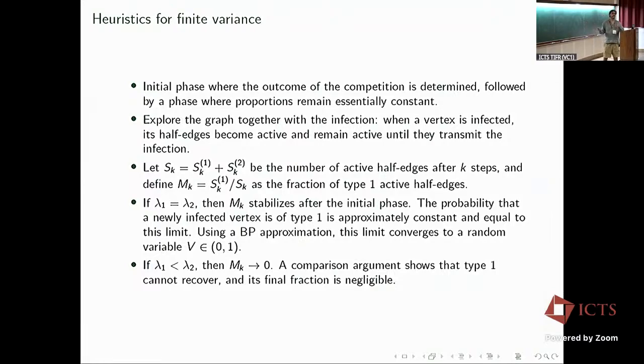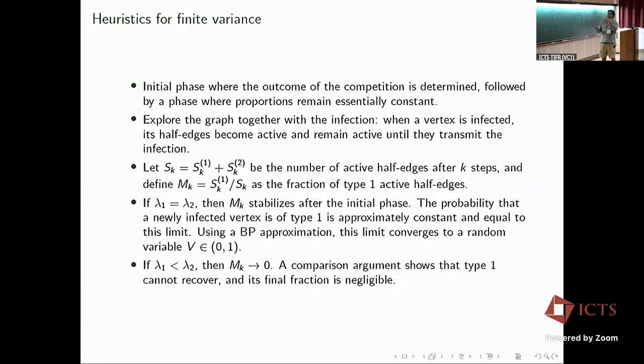It's basically that there's an initial phase where the outcome of the competition is determined, and then the proportions remain the same. So everything happens at the beginning, and then at some point it stabilizes. And the proof is basically exploring the graph together with the infection simultaneously from both types, and then keeping count of how many half edges there are of type 1 or type 2, and somehow keeping count of the proportion of them. And it can be shown that the number of active half edges after k steps can be defined in this way. And this behaves as a martingale.